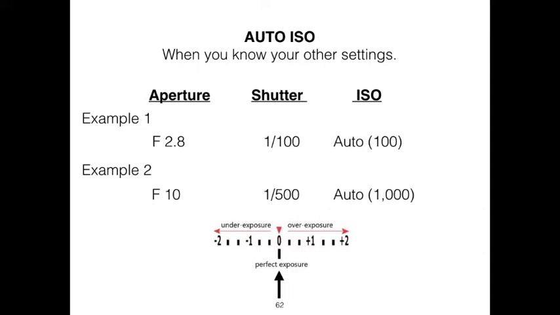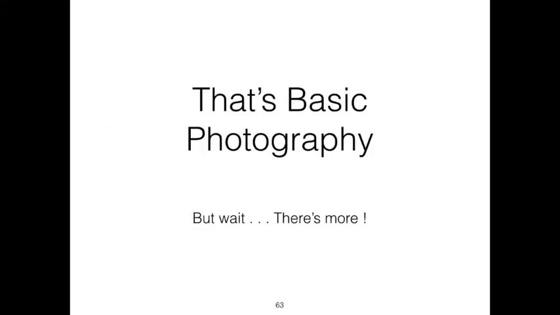As long as your aperture and shutter settings are set first by you, it will be okay for the ISO to compensate to ensure an even exposure. But be careful. Reducing lighting from the aperture and shutter may result in a high ISO and poor quality photograph. And that's basic photography. But wait, there's more.